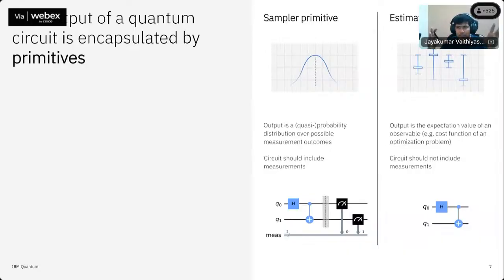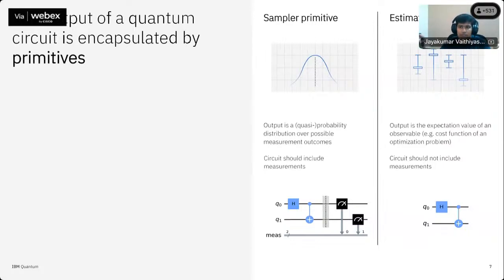So primitives you can consider like a data type. Okay, primary data type. Okay, so you have two types of primitives. One is sampler primitive, one is estimator primitive. So sampler primitive, I will tell. Wait for some time. Okay. So output of sampler primitive is a quasi probability distribution over all possible outcomes. Okay. So circuit should include measurements. Okay. So sampler means you are executing on a real quantum system.